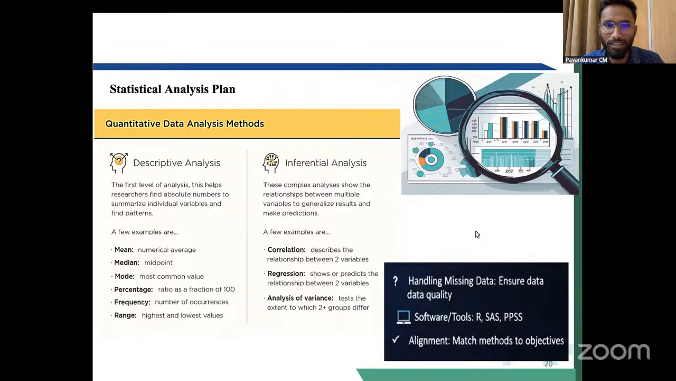And coming to the inferential analysis, we are going to see correlation and regression analysis. Regression predicts the relationship between two variables. And analysis of variance tests the extent to which two or more groups differ.